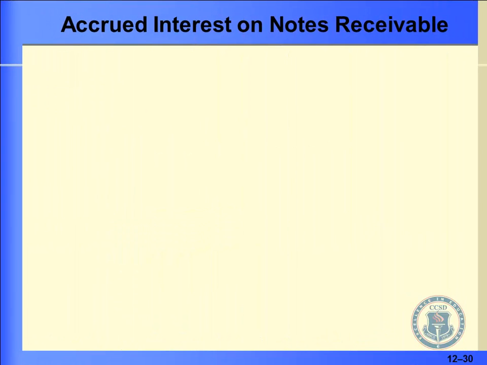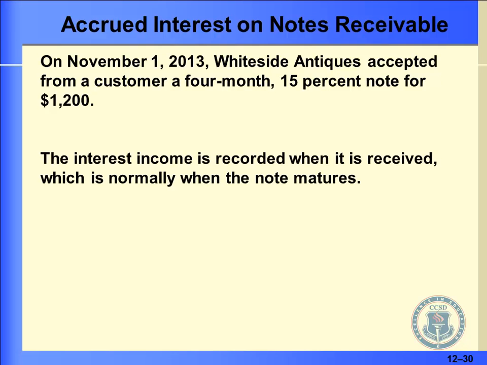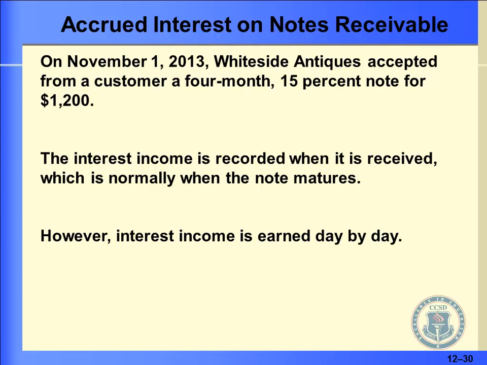So accrued interest is on the notes receivable. On November 1st, 2013, Whiteside Antiques accepted from a customer a 4-month, 15% note for $1,200. The interest is recorded when it's received, which is normally when the note matures. However, interest is earned every day, Laura. It's important, it's not boring.